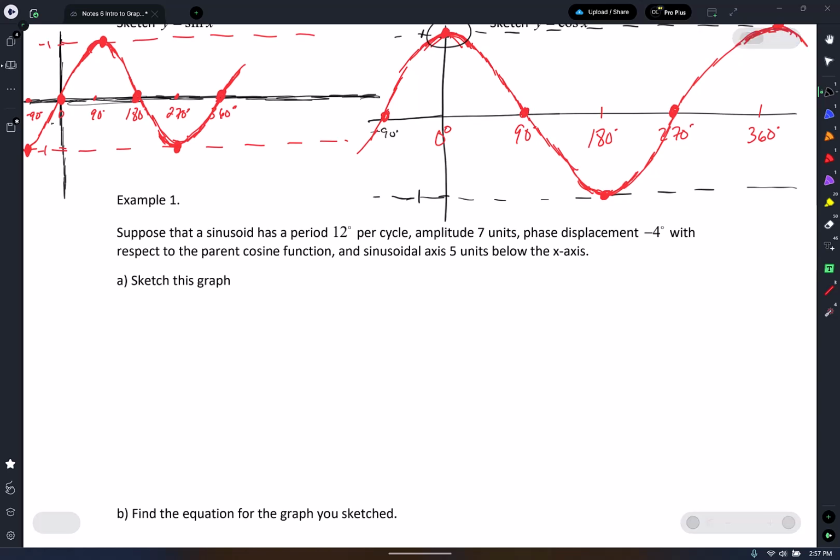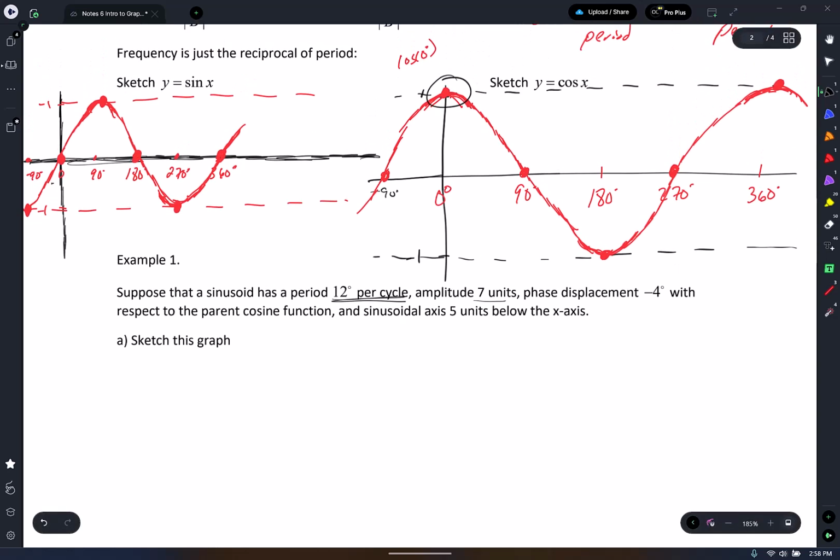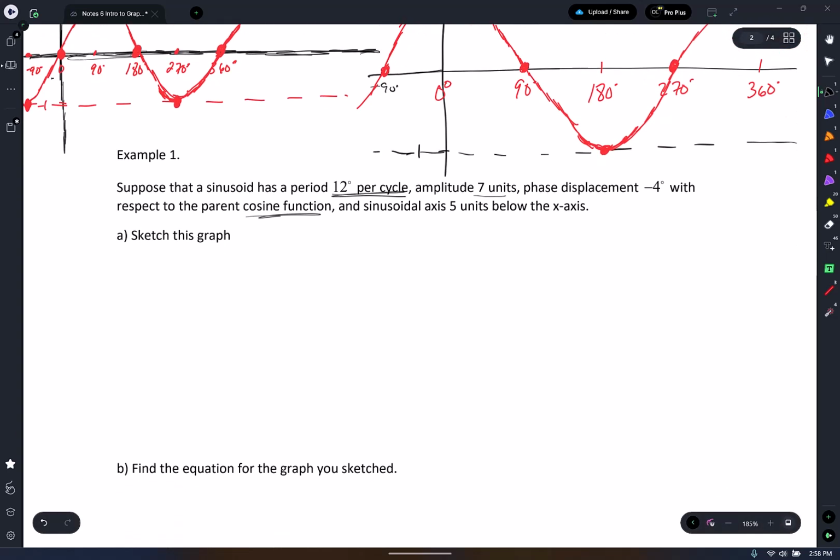Let's do example 1 together. Suppose that a sinusoid has a period of 12 degrees per cycle. So that's my period. Amplitude is 7 units. Oh, so there's that amplitude word again. Phase displacement -4 with respect to the parent cosine function and the sinusoidal axis 5 units below the x-axis. Sketch this graph. Okay, here we go.